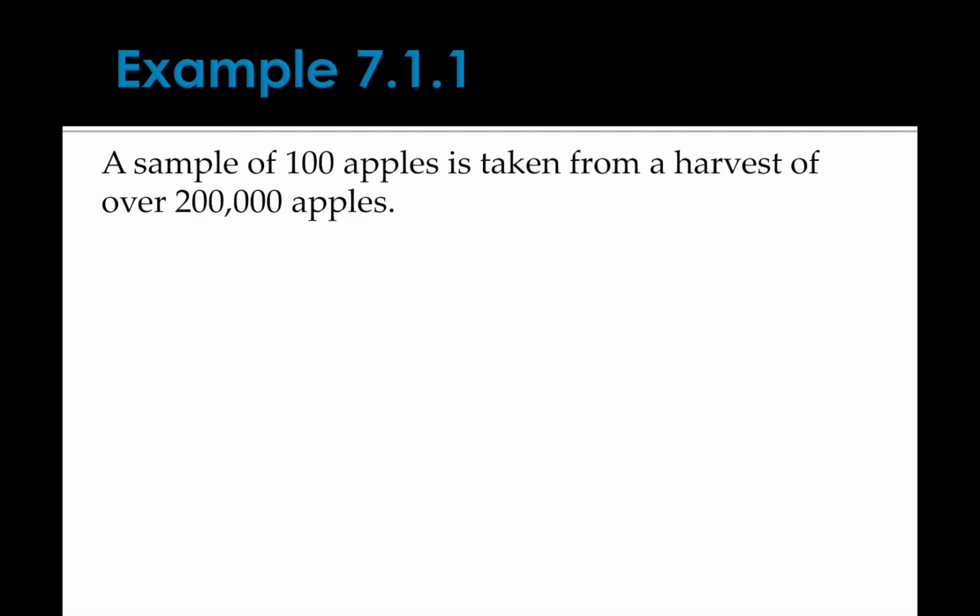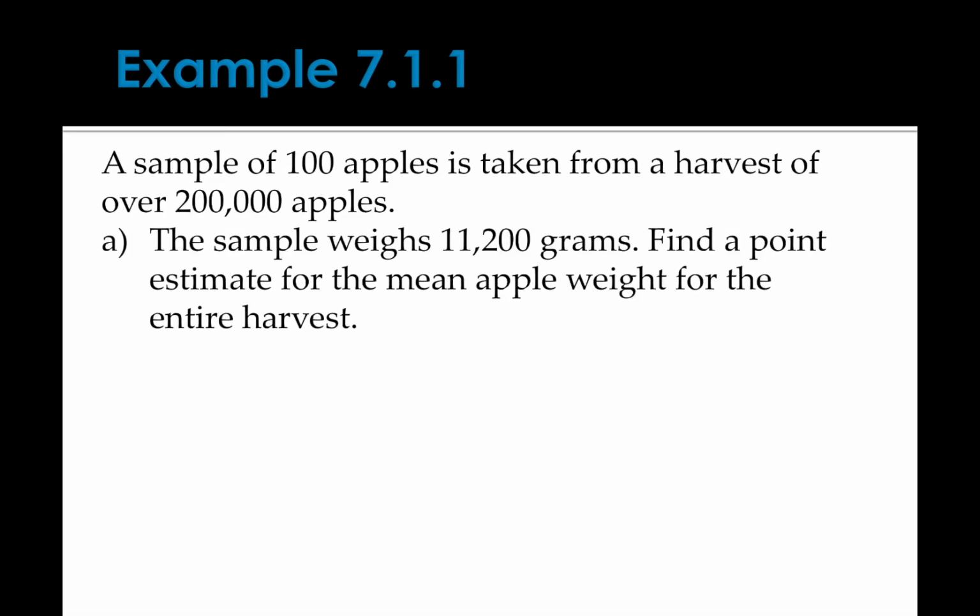Example 7.1.1, a sample of 100 apples is taken from a harvest of over 200,000 apples. The sample weighs 11,200 grams. Find a point estimate for the mean apple weight for the entire harvest. Okay, so what we're really interested in is the mean apple weight for the entire harvest, and that would be mu. But we only have a sample of 100 of the apples, so we're going to find the point estimate, and that would be x bar.